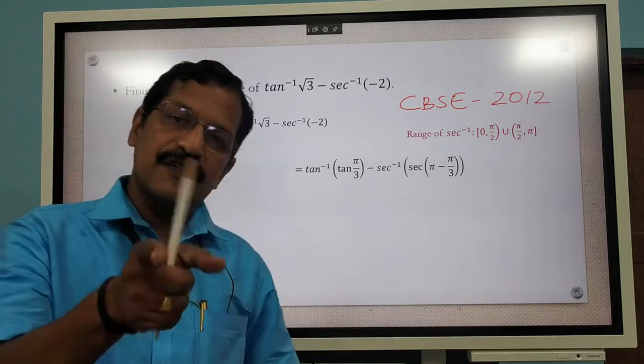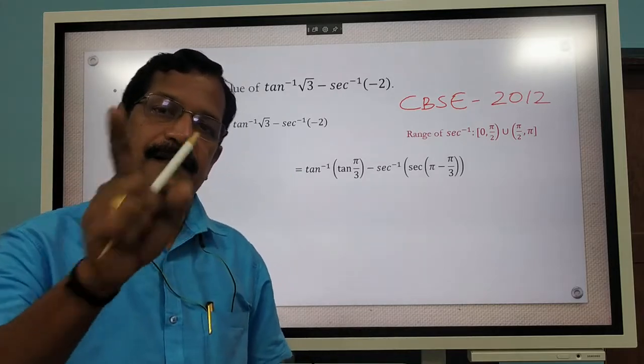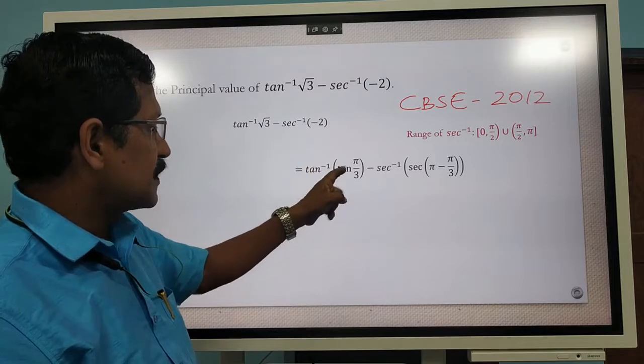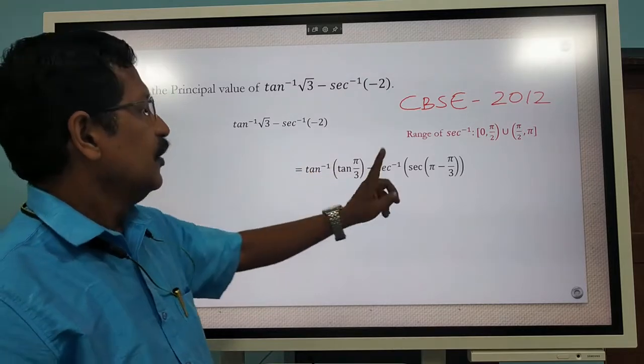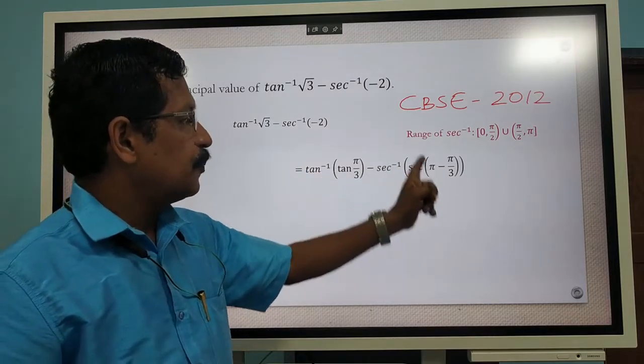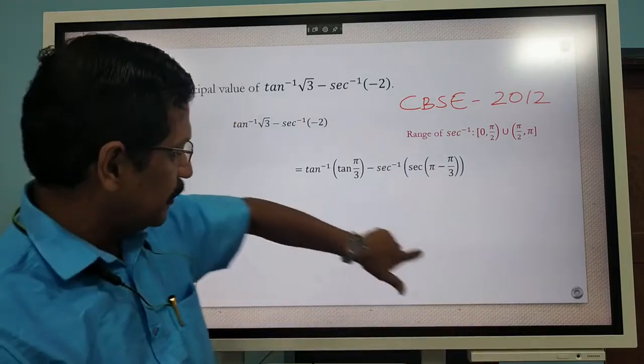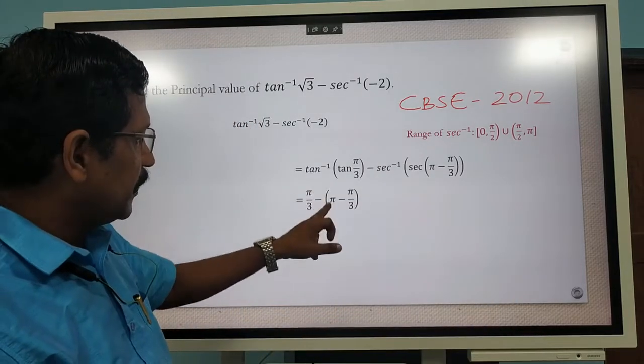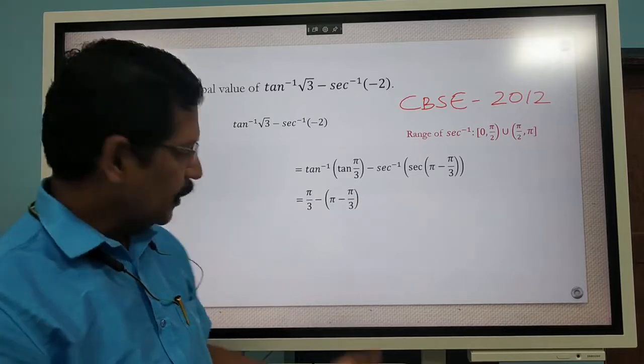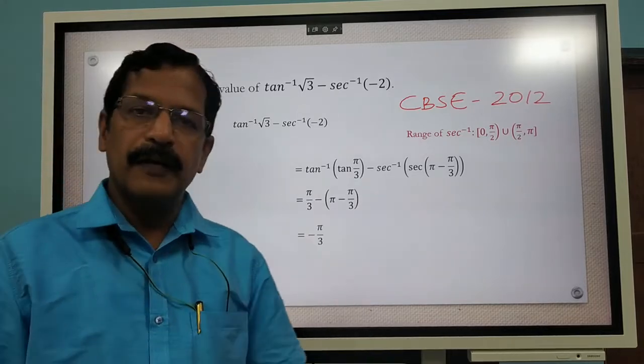We know that tan inverse of tan of x is x only. So tan inverse tan pi by 3 is pi by 3. Sec inverse of sec of pi minus pi by 3 is pi minus pi by 3. That is pi by 3 minus pi minus pi by 3, and the answer is minus pi by 3.